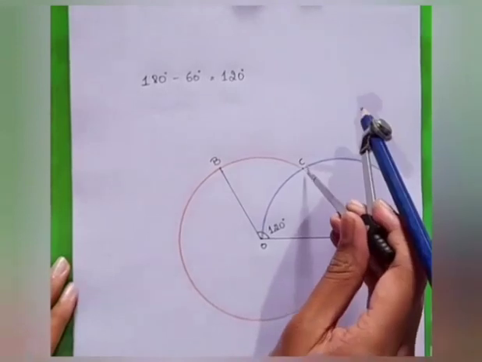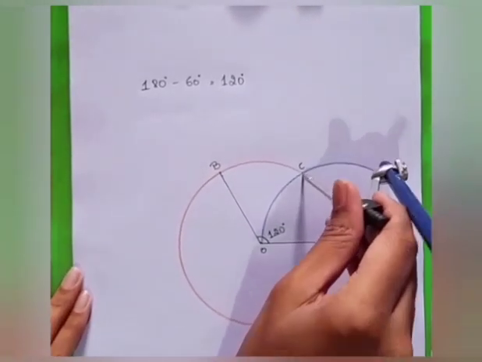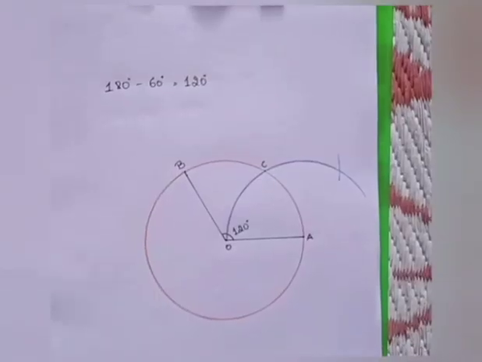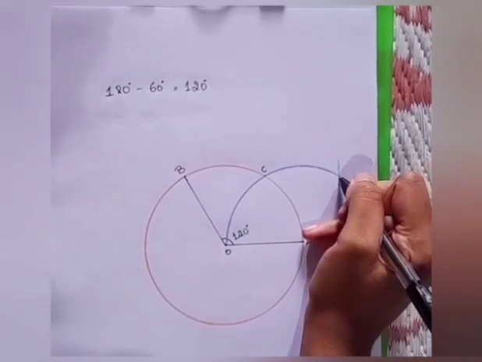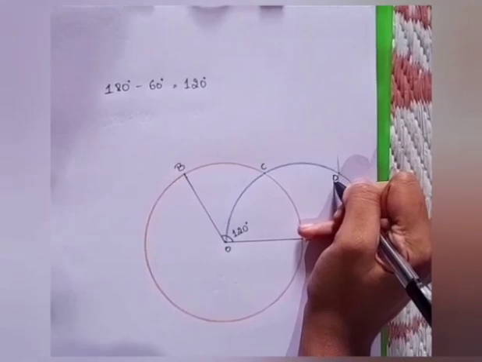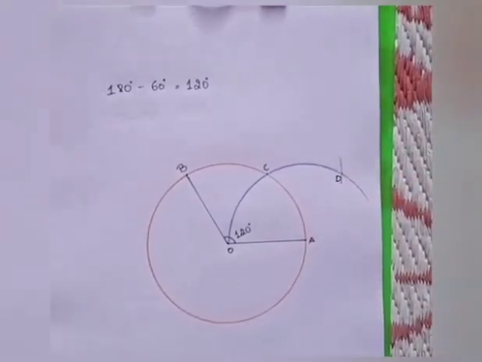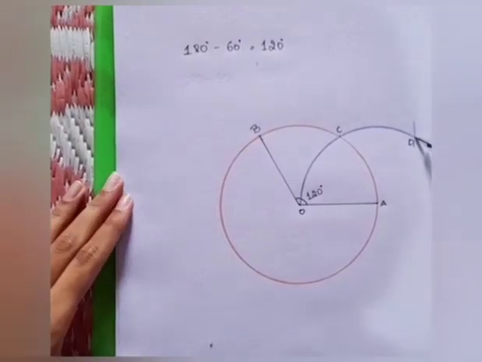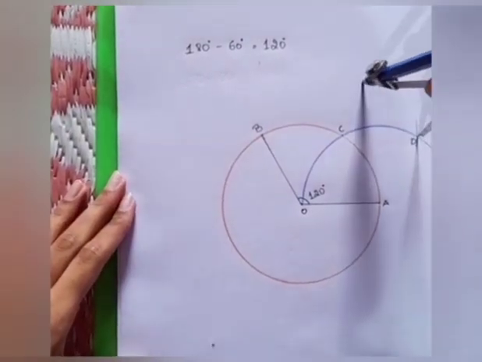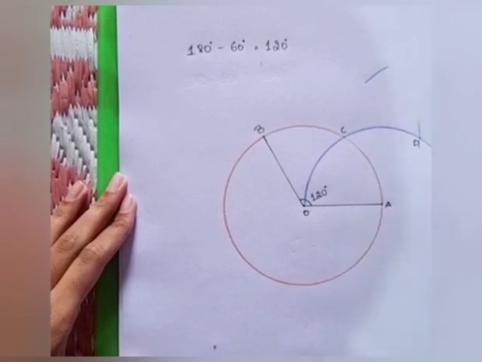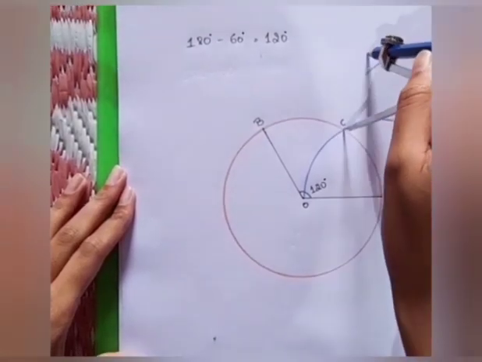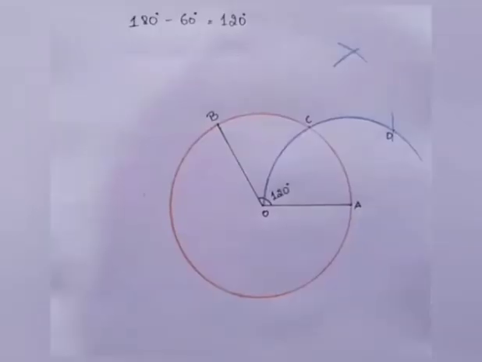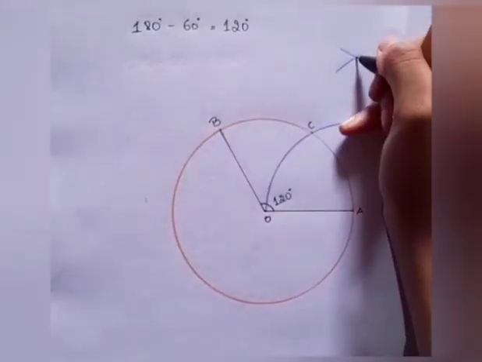Take the compass from the point C, cut an arc and mark that point as D. Do not change the width of the compass. From the point D, cut an arc. From the point C, cut another arc and mark that point as P.